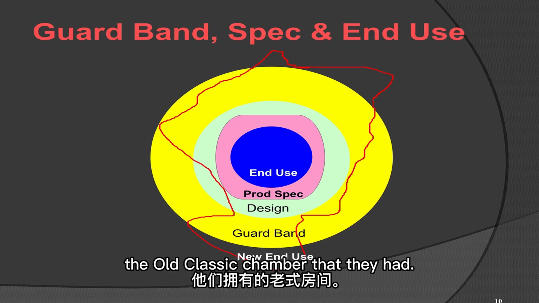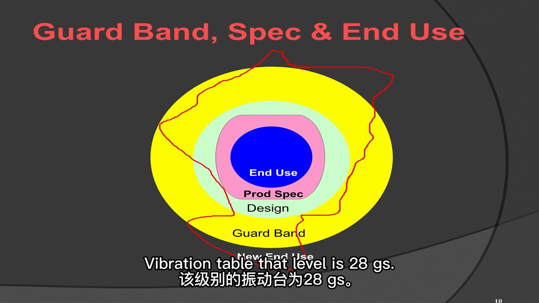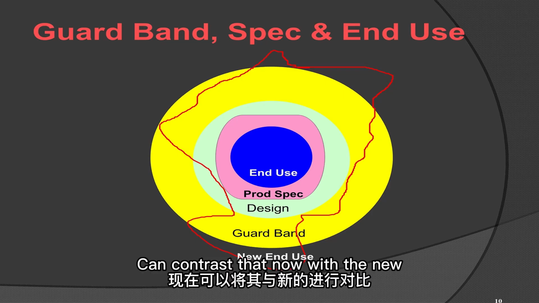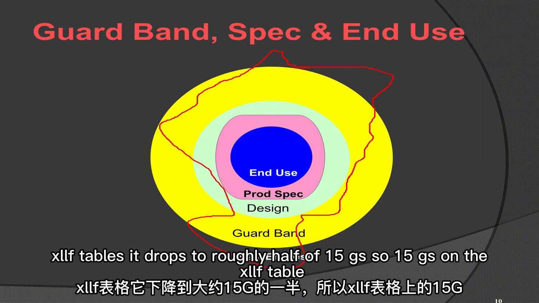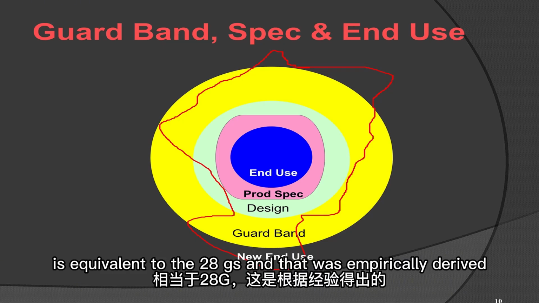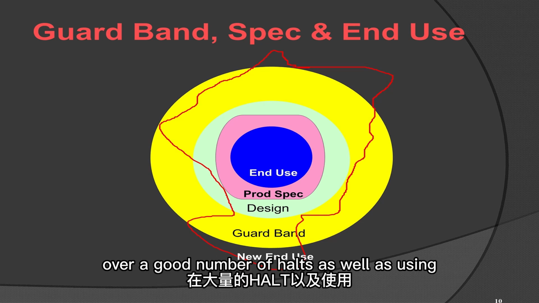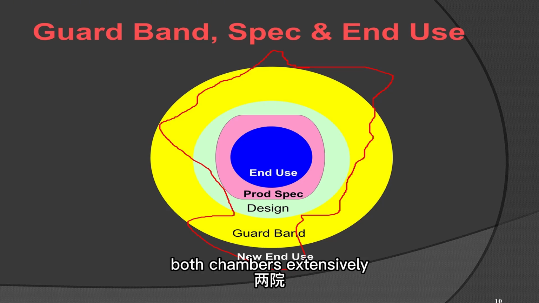For the old classic chamber that they had, the vibration table level is 28 Gs. Contrast that with the new XLF tables, where it drops to roughly half, or 15 Gs. So 15 Gs on the XLF table is equivalent to the 28 Gs, and that was empirically derived over a good number of HALTs, as well as using both chambers extensively.